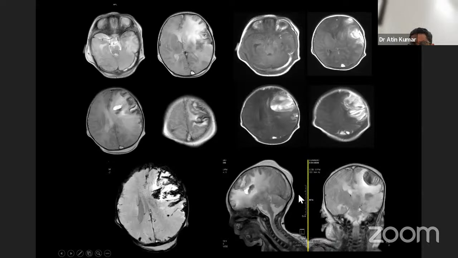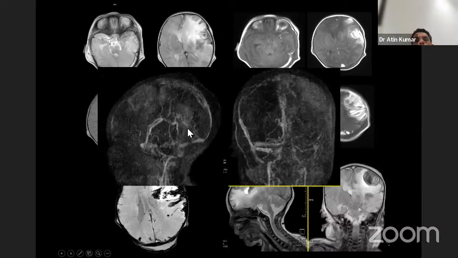And this is a T2 sagittal, this is a T2 coronal image. I'm sure you can identify coronal sections and sagittal sections. This has been shown because there is abnormal signal in the superior sagittal sinus on coronal as well as sagittal images. And we go ahead and do a venogram.